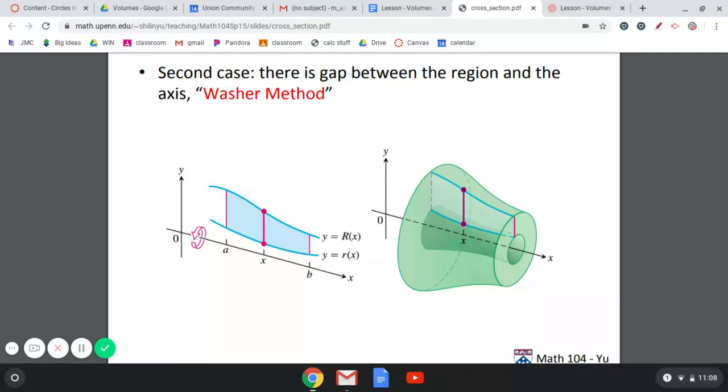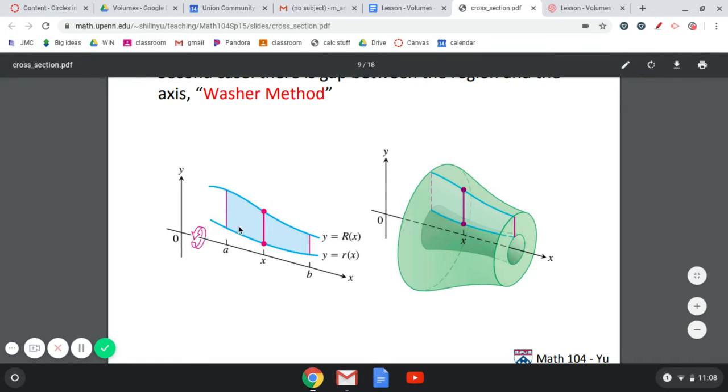Now we're going to talk about, what if the function doesn't go all the way to the axis? What if there's going to be a gap in your solid? For example, here's the region. You are trying to rotate this around the x-axis. You'll get something like this.